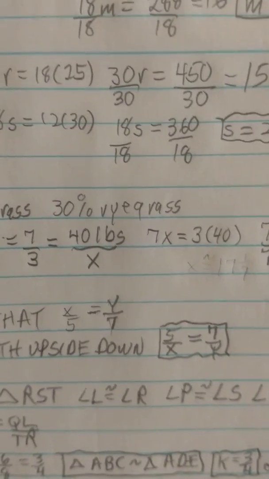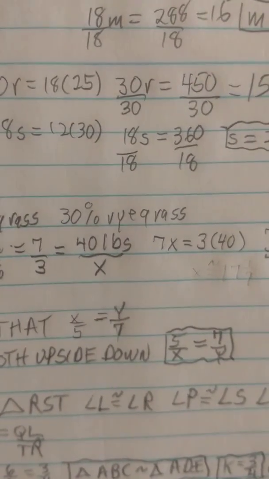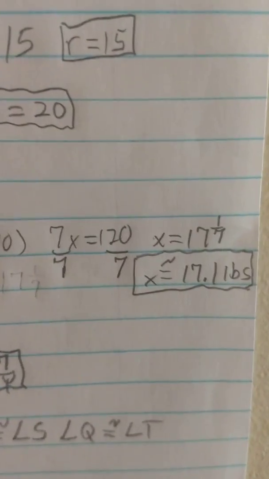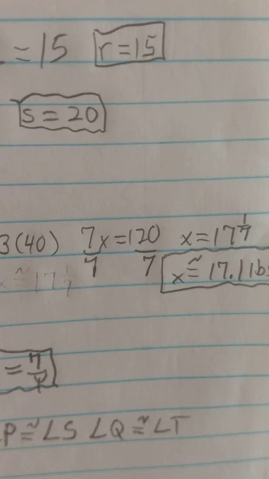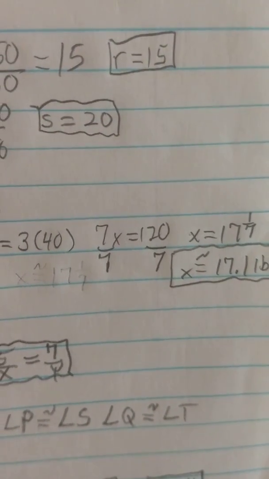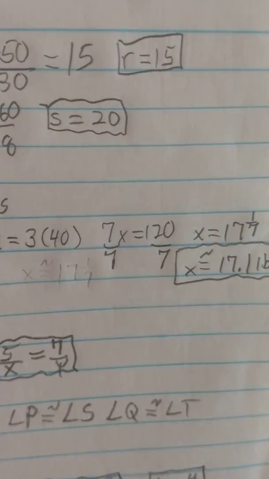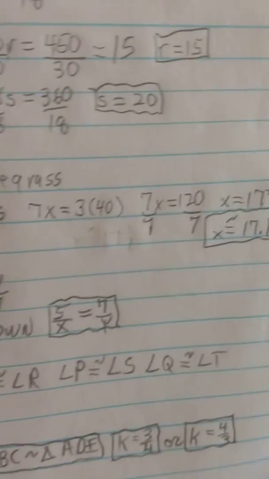So we'll cross multiply with the x first. 7x equals 3 times 40. 7x equals 120. And if I divide 7 into 120, I see that I get 17 with the remainder of 1, and that turns into 17.1 approximately.